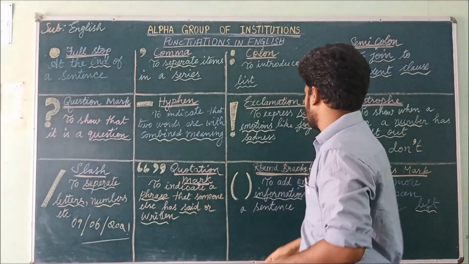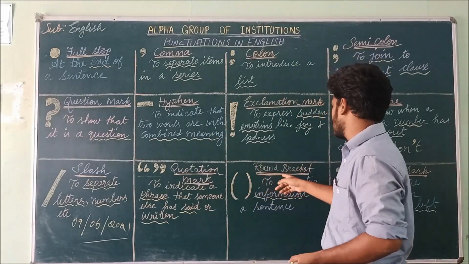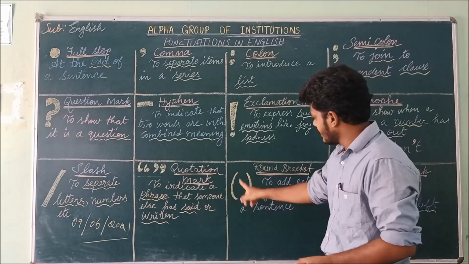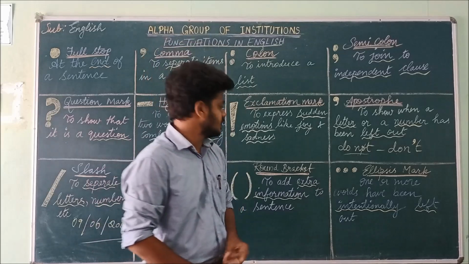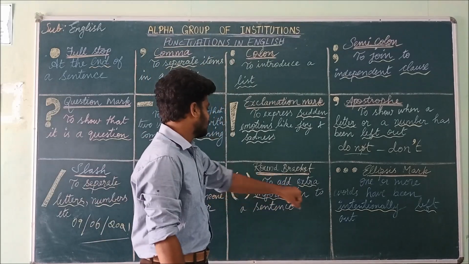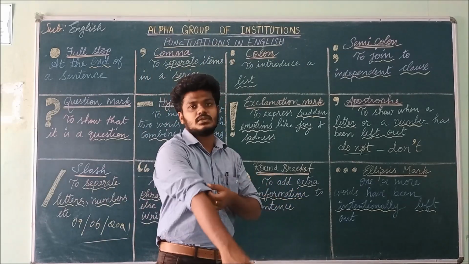Clear? Yes. So now let's move to the next one, that is a round bracket. Have you seen the round bracket? This is the round bracket. And what's the purpose of using a round bracket in a sentence? To add extra information to a sentence.